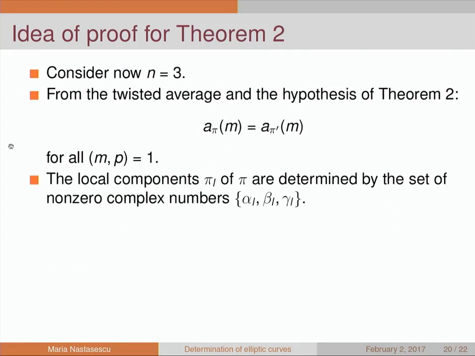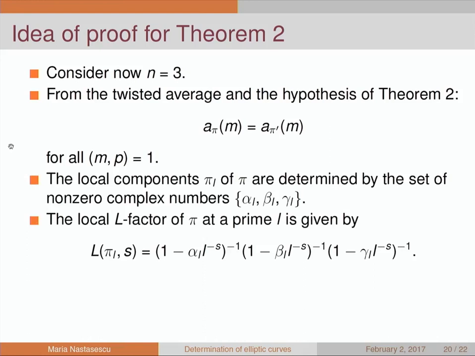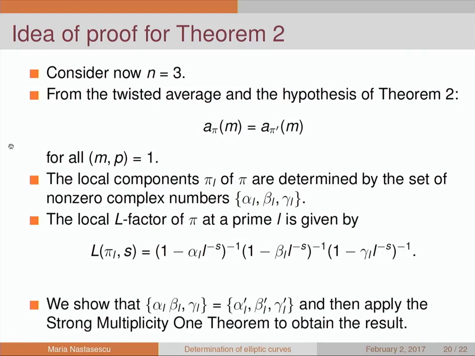So once I show the twisted average, there's still a bit of work that needs to be done. So you get that the coefficients of the Dirichlet series for pi and pi prime are equal for all m relatively prime to p. And once you do that, it's basically enough to be able to show that the local L factors of the two representations pi and pi prime are equal at almost all places. So then you can apply the strong multiplicity theorem to get the result.